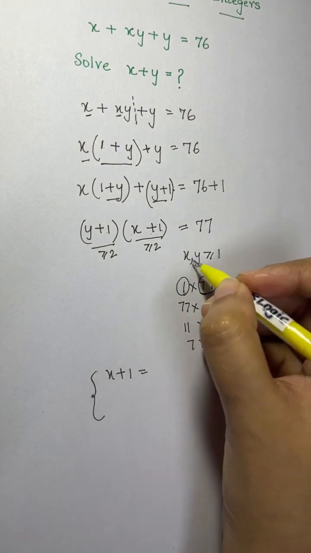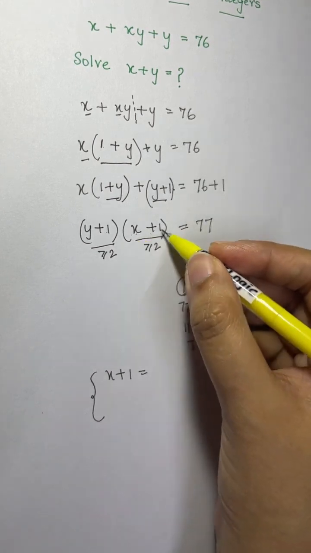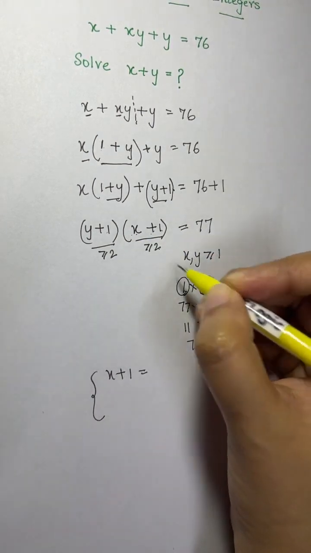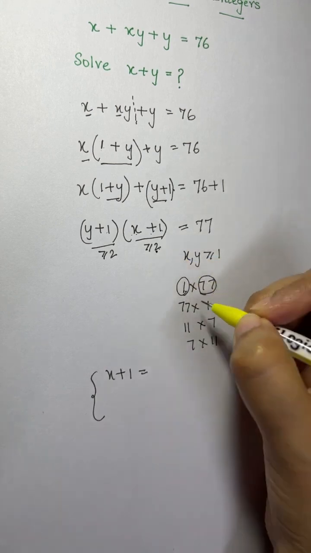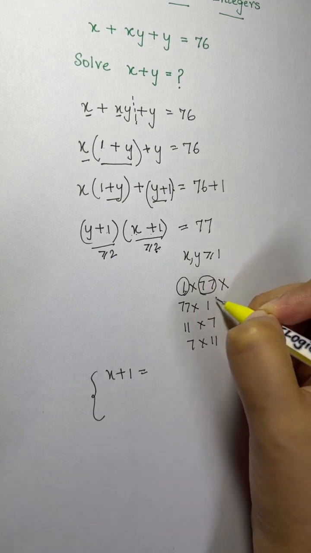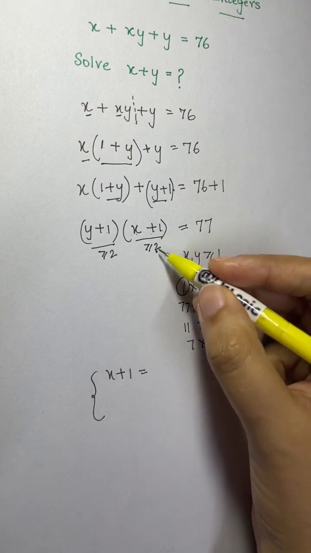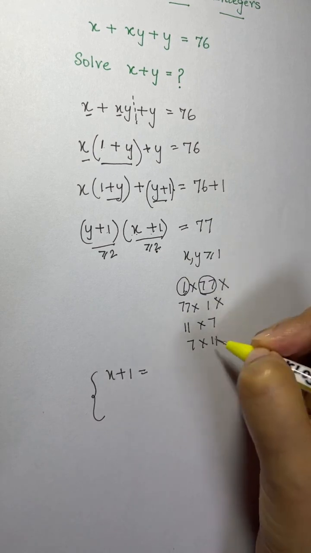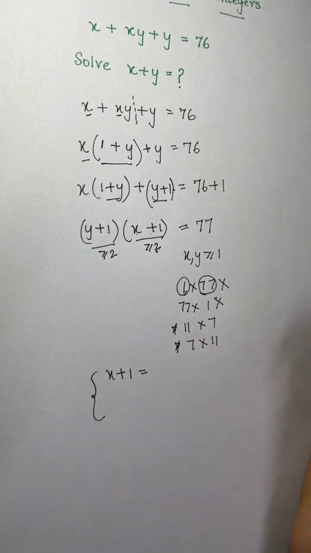As you already know, x and y are greater than or equal to 1, and this term x plus 1 is greater than or equal to 2. So obviously 1 cannot be a factor because the term is only greater than or equal to 2. So it cannot be a factor. This can't be considered as a factor. So let's strike it off, eliminate it. 1 can't be a factor because the term is only greater than or equal to 2. So the two factors which we are left with are 11 times 7 and 7 times 11.